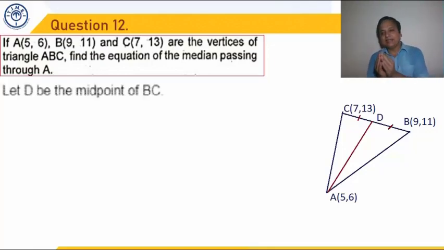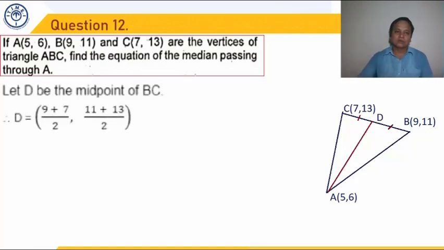So let D be the midpoint of BC. Now how do we calculate the midpoint? (x1 plus x2 by 2, y1 plus y2 by 2). So we find the coordinates of D as 7 plus 9, that is 16, 16 by 2 is 8; 11 plus 13, that is 24, 24 by 2 is 12. So the coordinates of D are (8, 12).